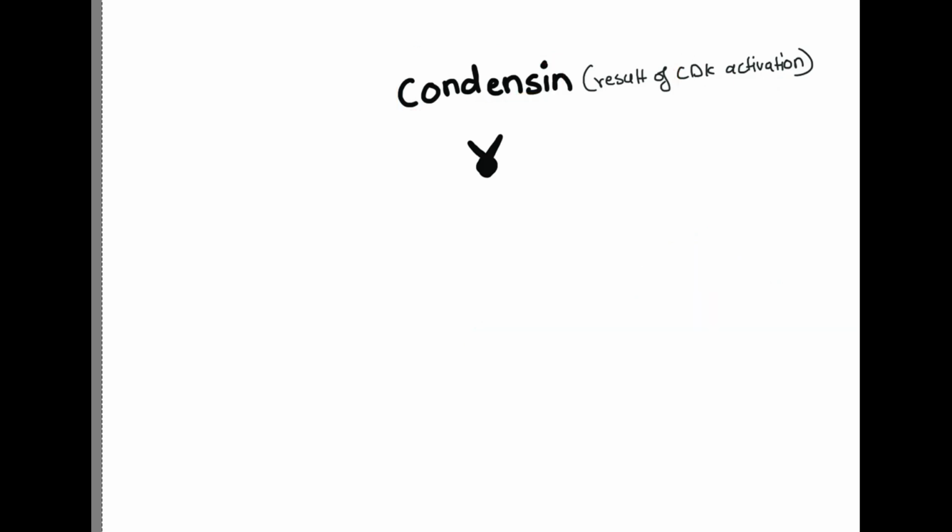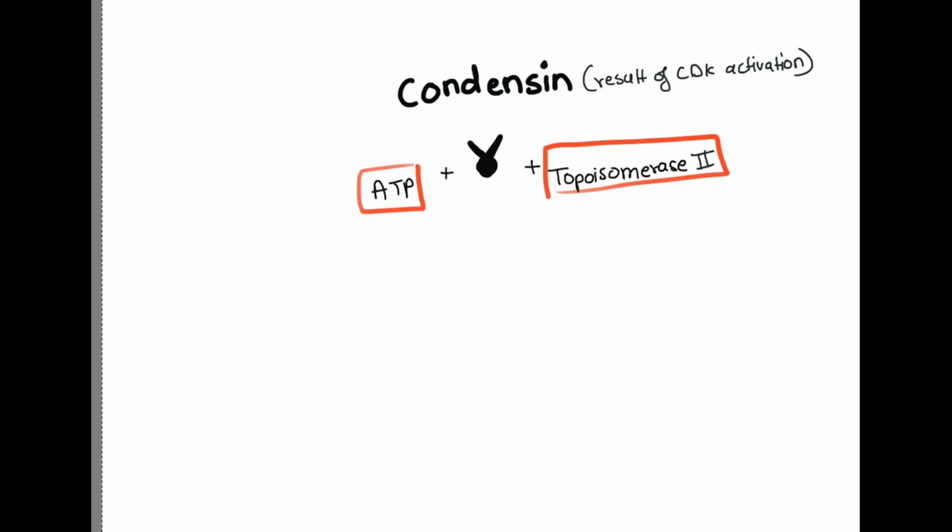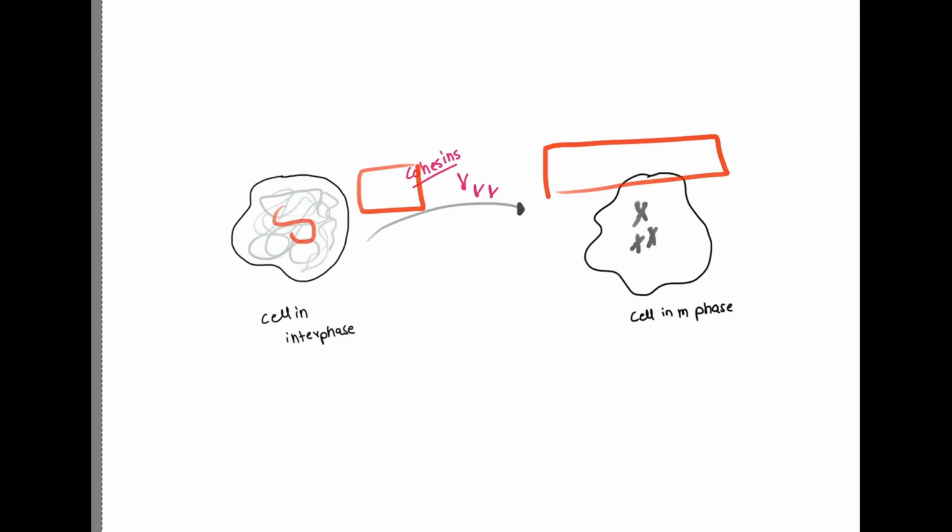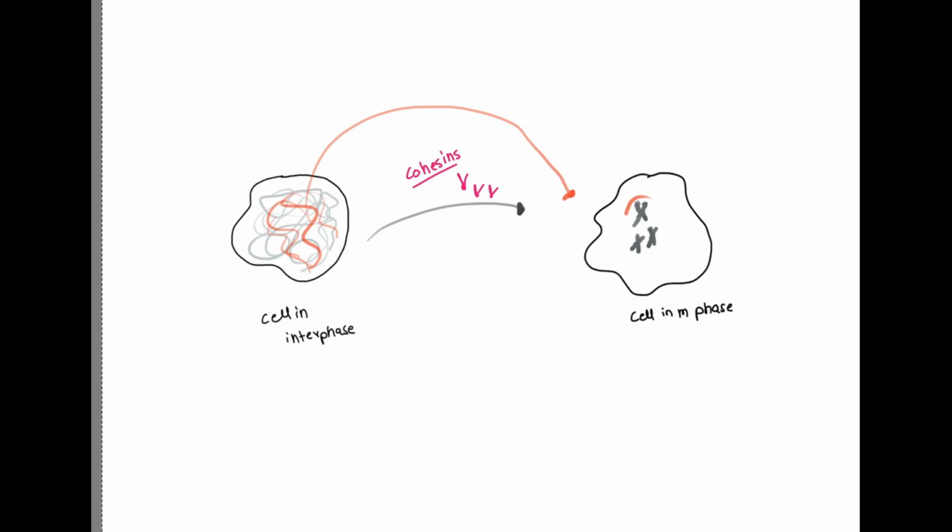Now, the condensin protein does not really like to work alone. It works in close association with two other molecules. One is topoisomerase 2, and the other is the usage of ATP. So topoisomerase 2 and ATP essentially activate the condensin, and the condensin then neatly packs this thread-like DNA in the interphase and puts it into a neat X-like structure in the M phase.